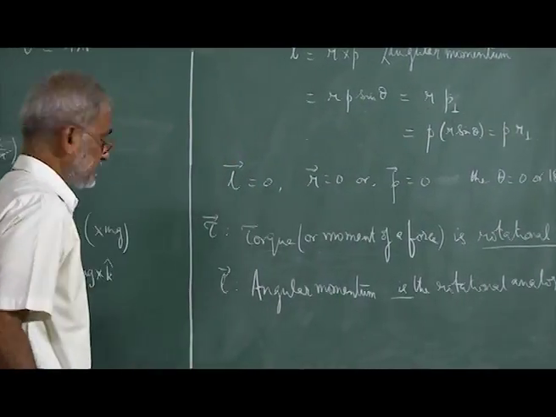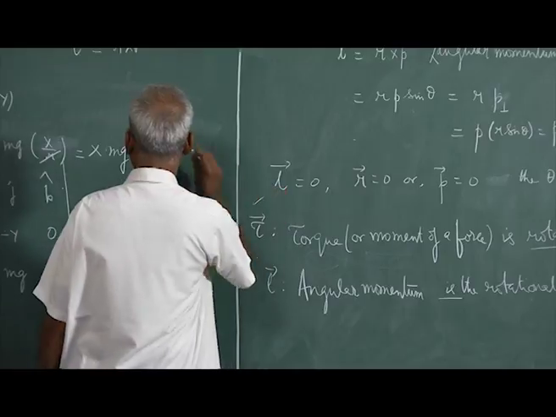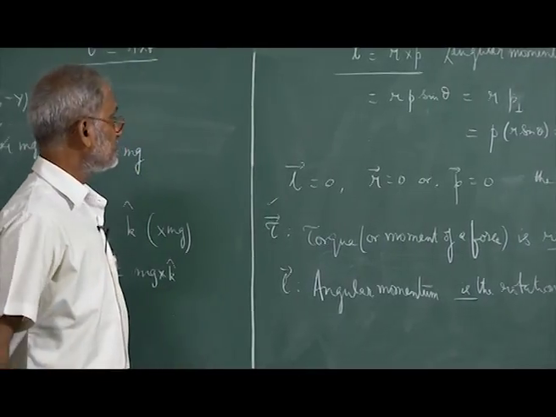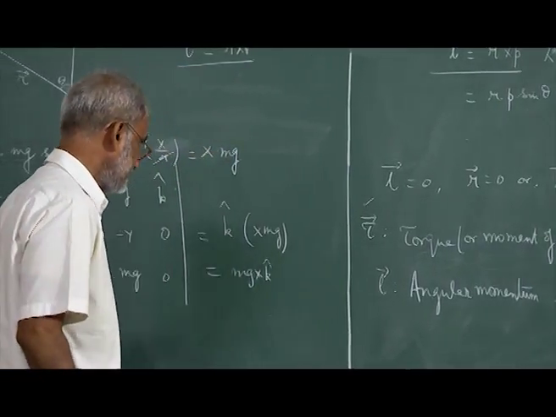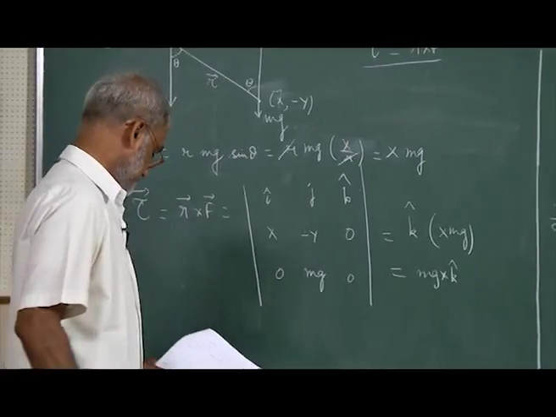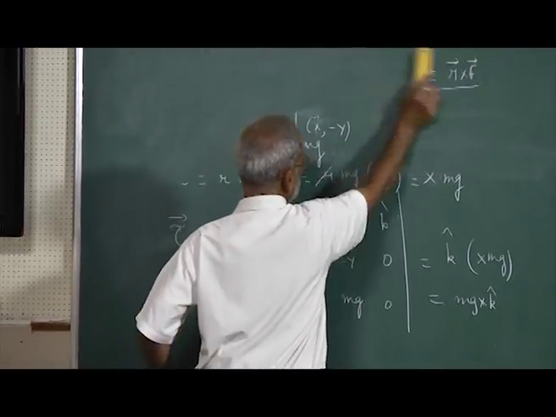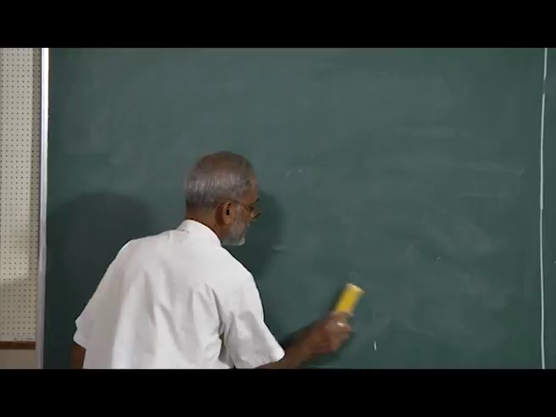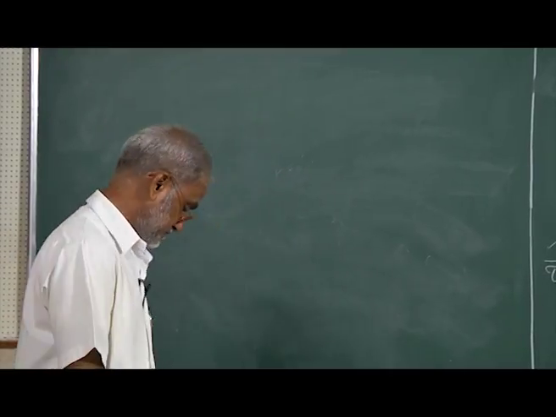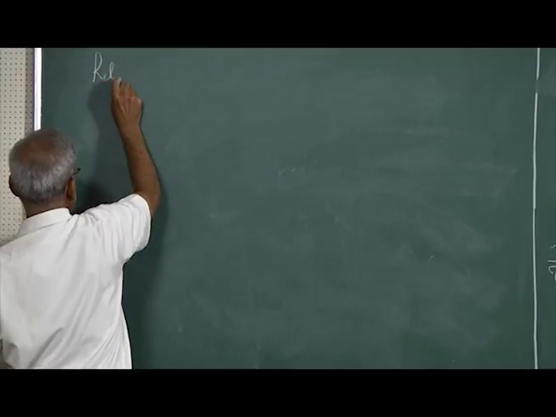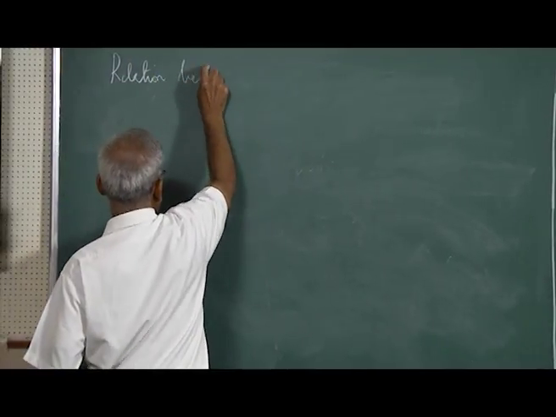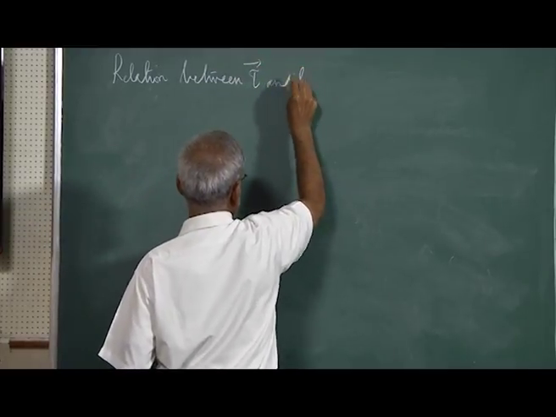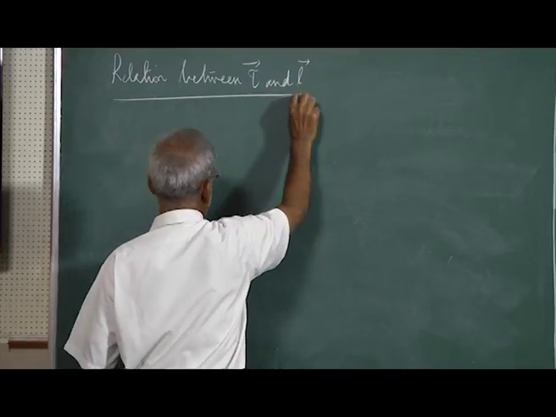Now you may ask me, sir, today we have got two quantities, tau, which is defined like this, and L, which is defined like this, which of course even in linear motion we have defined earlier. Is there any connection between these two? That is what we are going to discuss next, the relation between them. It is fairly simple.